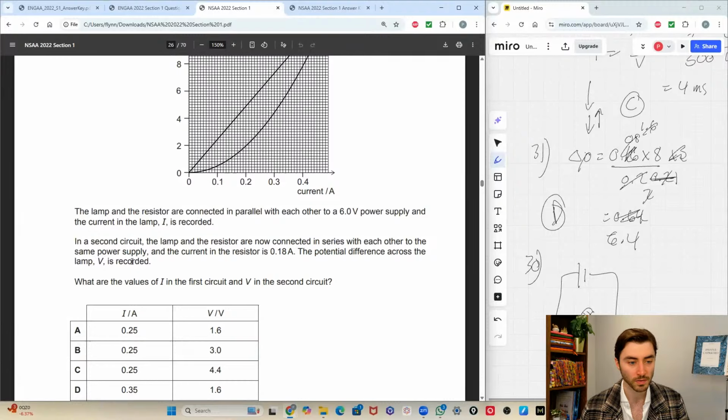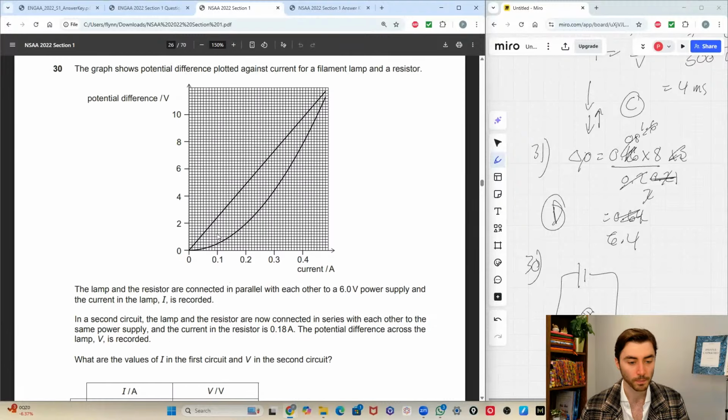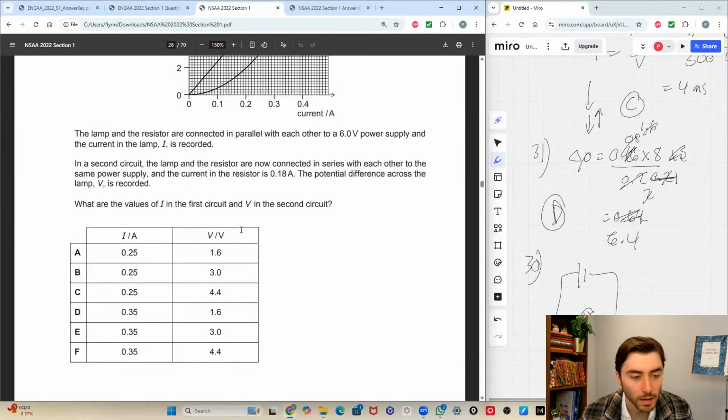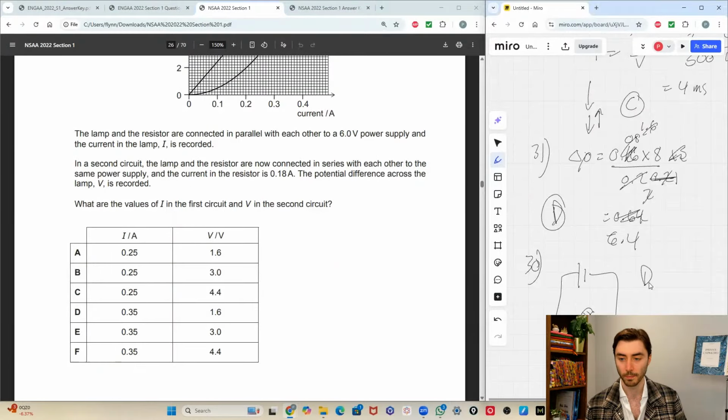The potential difference V is recorded across the lamp. So the lamp is this one, 0.18, fractionally up. It's about 1 point something, so I'll call it D. Okay.